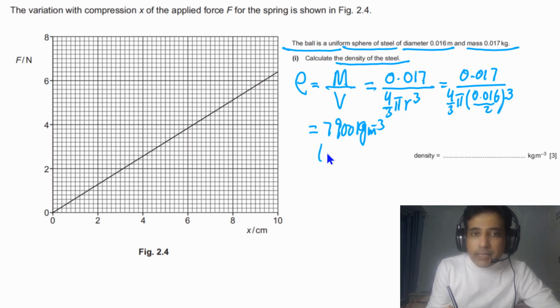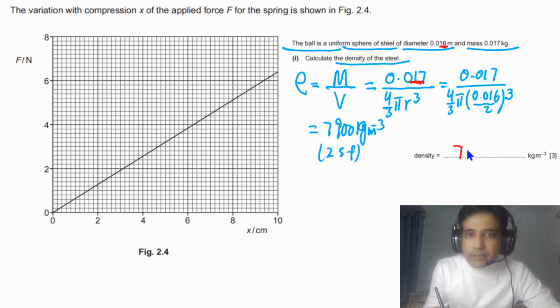So our answer is up to 2 SF, because the raw data we have, this has 2 SF, this one has 2 SF, this also has 2 SF. So for our final answer we also need to use the least number of SF in the given data. So our final answer is 7,900 kg per cubic meter.